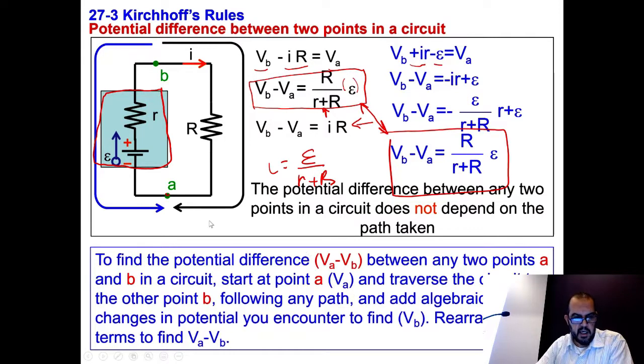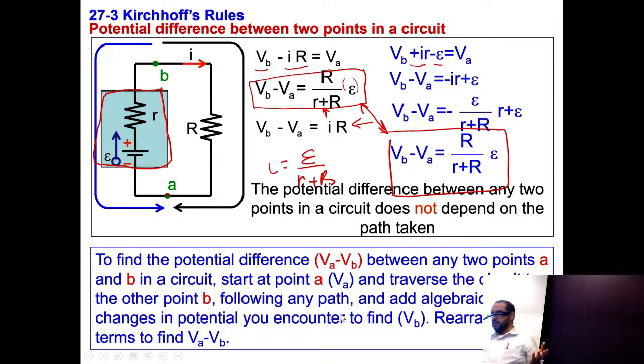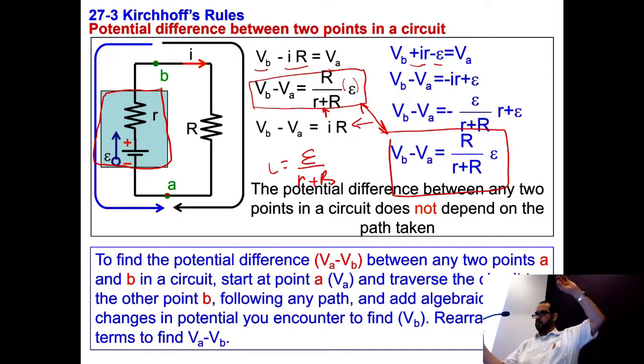Now, this is the method to find the potential difference, VA minus VB, between any two points A and B in a circuit. Start at point A, which has a potential VA, and traverse the circuit to the other point B, following any path, and add algebraically the changes in potential you encounter to find VB, and rearrange the terms to find VA minus VB. This is a little bit more difficult. When you solve the circuit and you find I1, I2, I3, you might have a question that asks what's the potential difference between this point in the circuit and this point in the circuit. So this is how we do it.